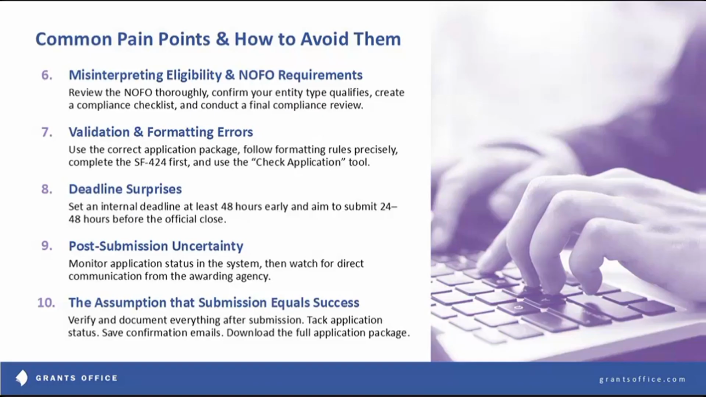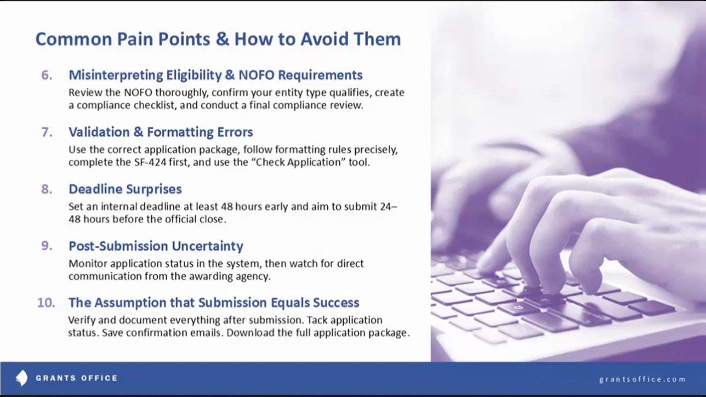Know that workspaces will totally lock after that AOR hits submit, so you want to complete all of these internal reviews in advance with the expectation that there will not be an opportunity to make adjustments after submission. Also, Grants.gov deadlines are strict and close at a specific posted time with no grace period. So set an internal deadline at least 48 hours early and aim to officially submit 24 to 48 hours before the official close.